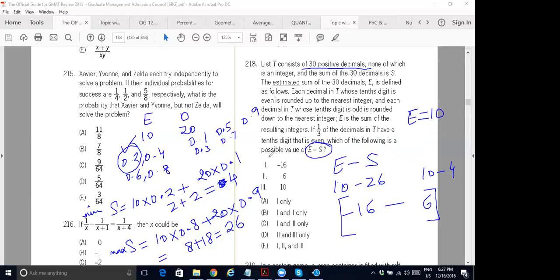So which of the following is a possible value of E minus S? Negative 16 is a possible value. Positive 6 is a possible value. But it cannot go beyond 6 in the positive direction. So 10 is not a possible value, because E is 10 and S will always be a positive value.